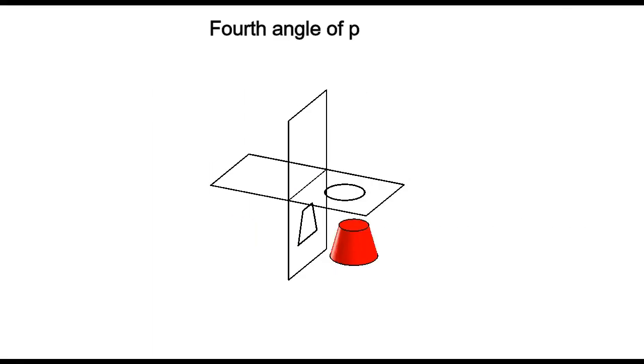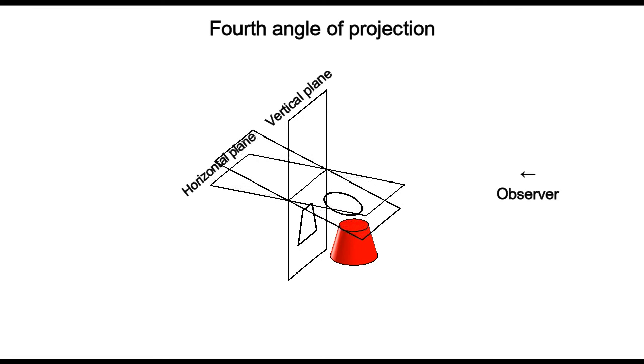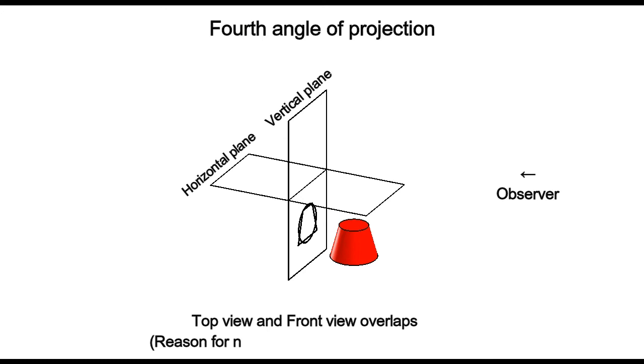Fourth angle of projection. Object is placed in fourth quadrant. The front view is projected on vertical plane and top view on horizontal plane. As per the rule of projection, horizontal plane is rotated 90 degrees in clockwise direction. After applying the rule, both top view and front view overlaps. Similarly as in case of second angle of projection.